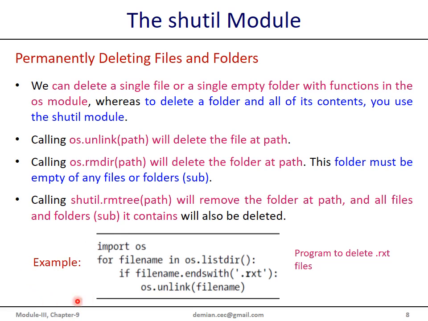Here is an example where we delete all the files with the extension .rxt. Here we use the OS module with the method unlink. For all the file names in the list directory, which returns a list of all the files, we check whether the file extension is .rxt. If the file name ends with this, try to remove that file.